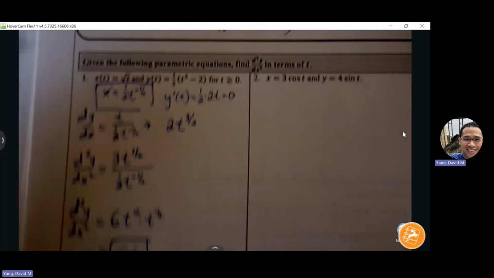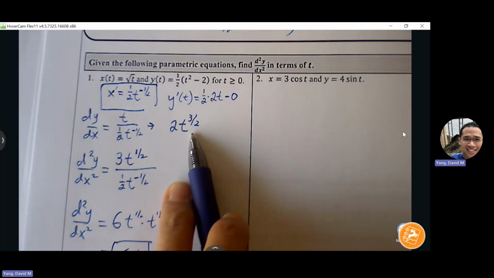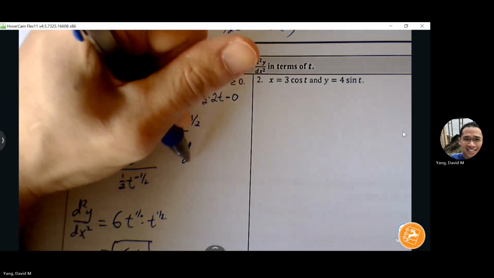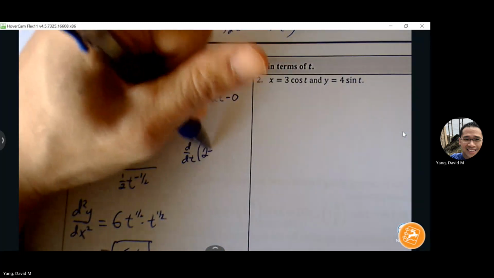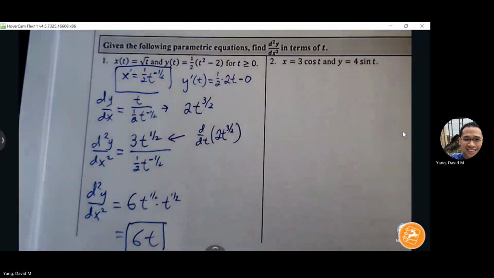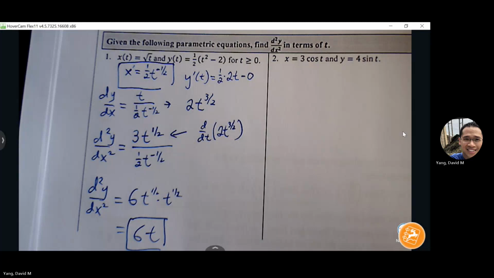Oh, so 3 to the 1/2 is a derivative of 2t to the 3/2. Yeah, so basically you're finding the derivative of the numerator. You just have to involve that x prime again in the denominator of your second derivative.